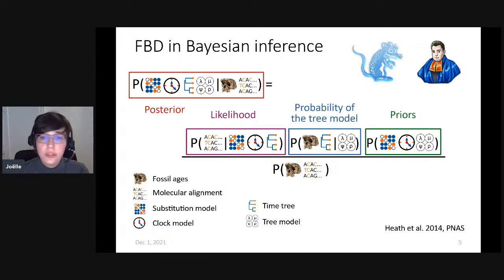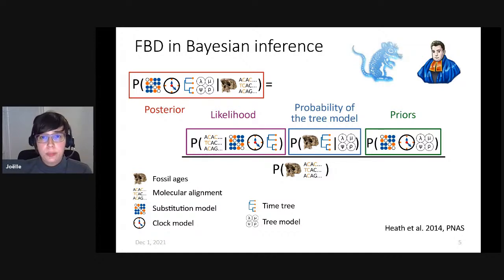The other components aren't changed. We have the likelihood, which is the probability of the alignment as a function of the substitution model, the clock model, and the time tree. Then we have the probability of the tree model, what's sometimes called the phylodynamic likelihood, which is in our case the probability of the fossil ages and the time tree as a function of the tree model, which is going to be the FBD process. And then we have all the priors. So this is how this is going to work in a Bayesian implementation.